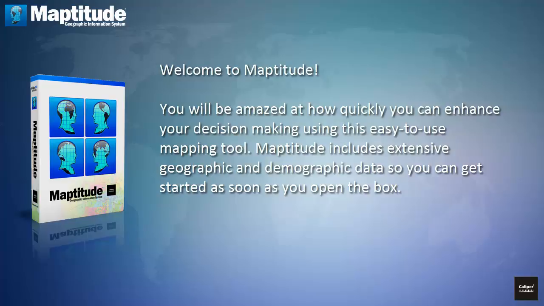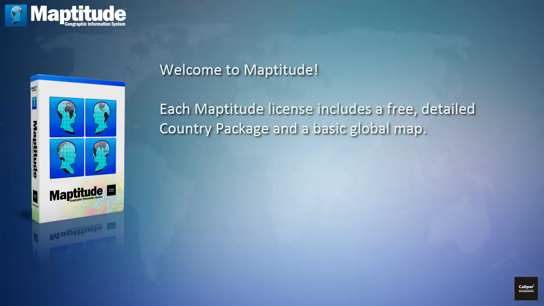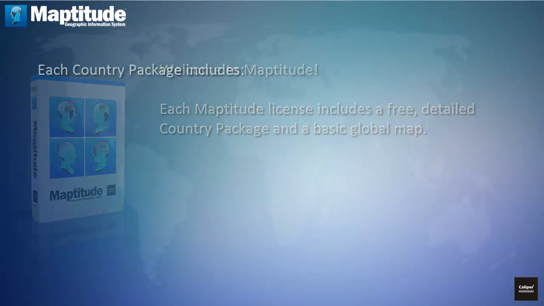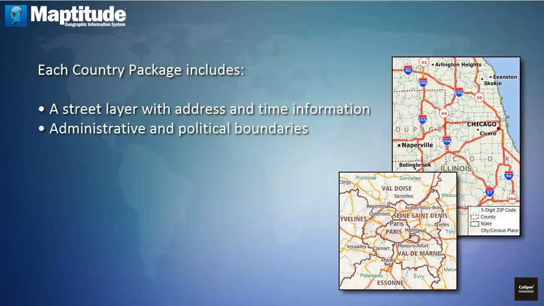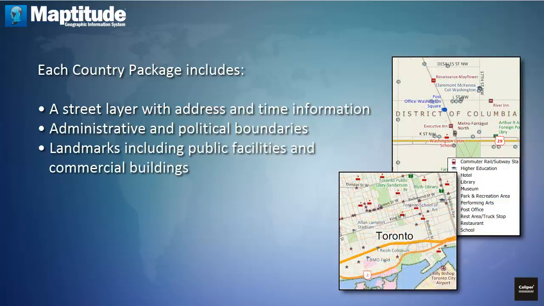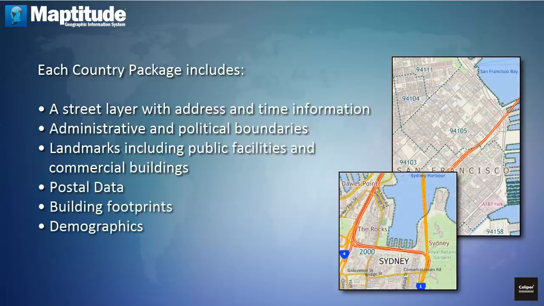Maptitude includes extensive geographic and demographic data so you can get started as soon as you open the box. Each Maptitude license includes a free, detailed country package and a basic global map. Each country package includes a street layer with address and travel time information, administrative and political boundaries, comprehensive named landmarks that range from public facilities to commercial buildings, including shops, restaurants, and retail stores, and, where available, postal data, building footprints, and detailed demographics are also provided.